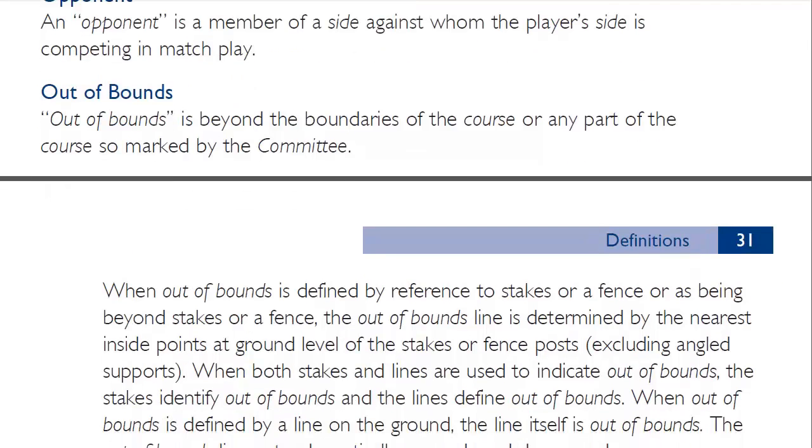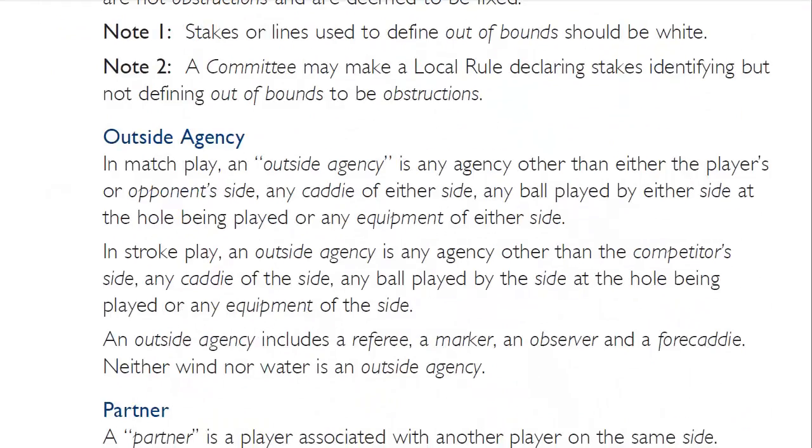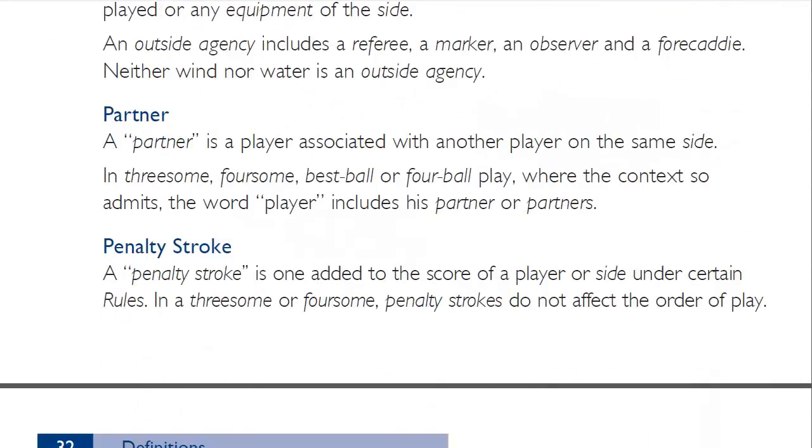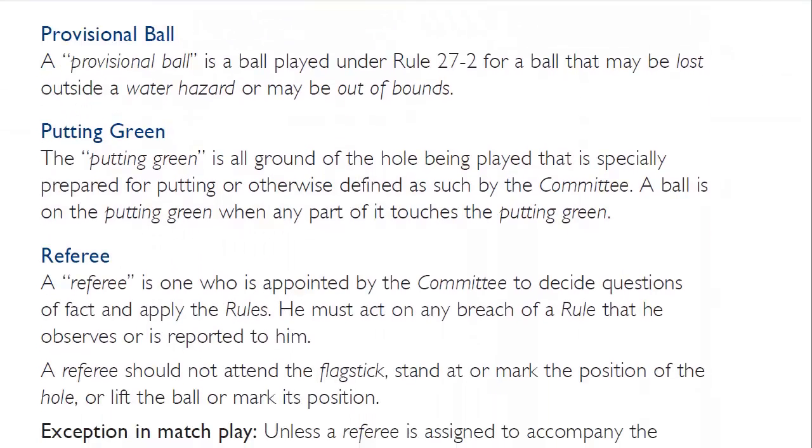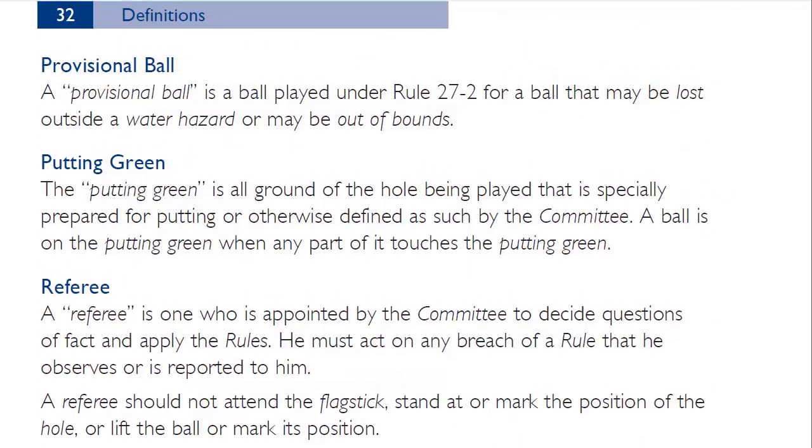Okay, opponent is defined, out of bounds, outside agents, partner, penalty stroke, provisional ball. That's kind of one you need to use a lot in golf. A provisional ball is a ball played under Rule 27.2 for a ball that might be lost outside of a water hazard.